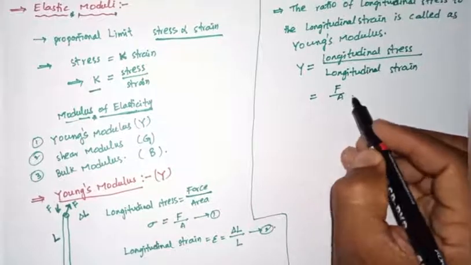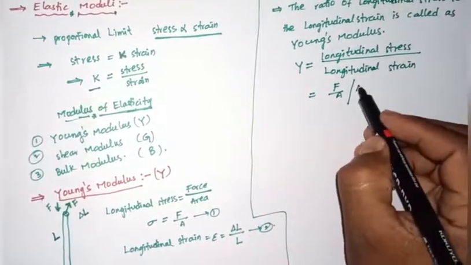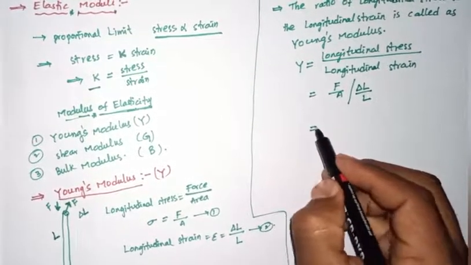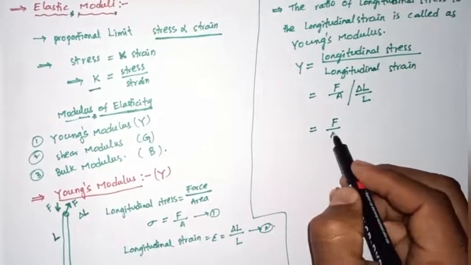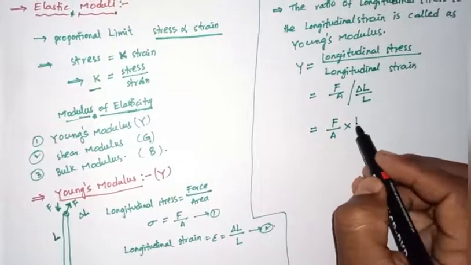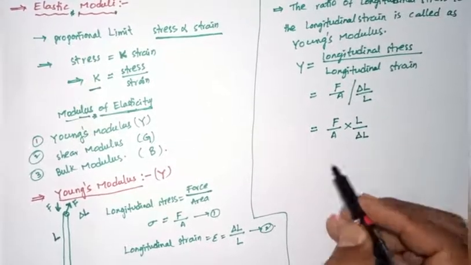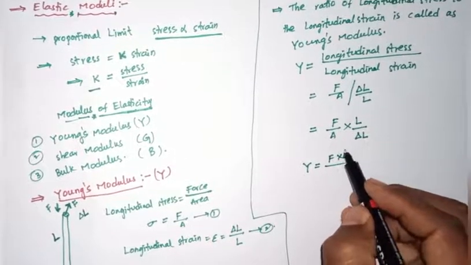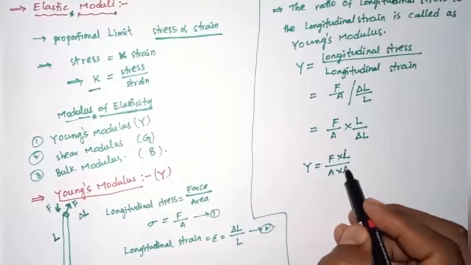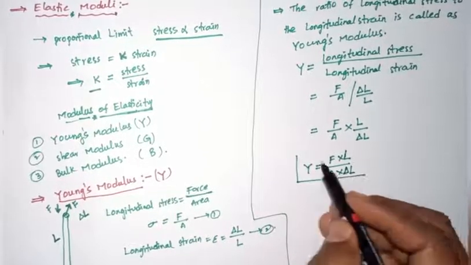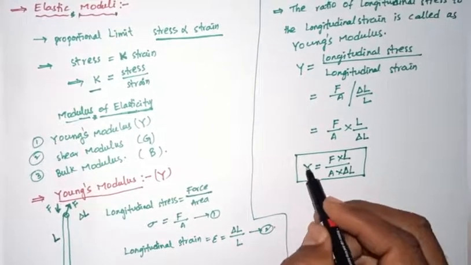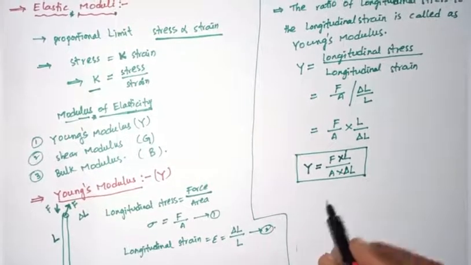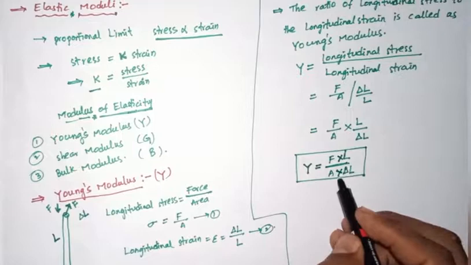Force by area divided by delta L by L. That equals force by area into L by delta L. So Y equals F into L divided by A into delta L. So this is the Young's modulus: Y equals force into the original length, divided by A into delta L.